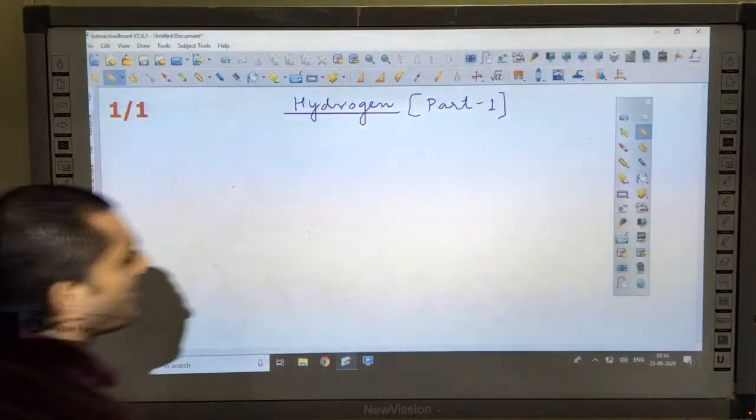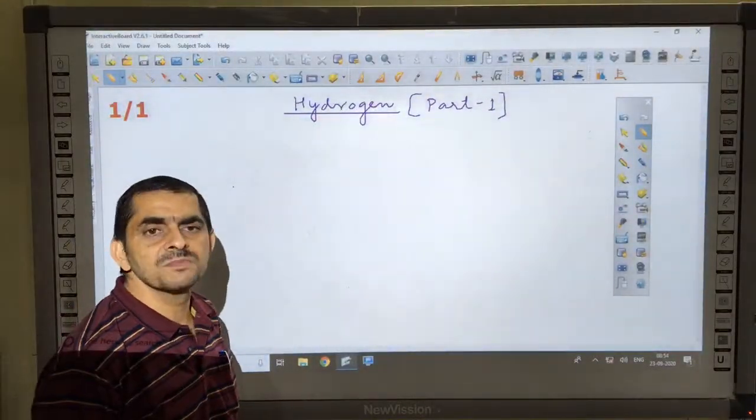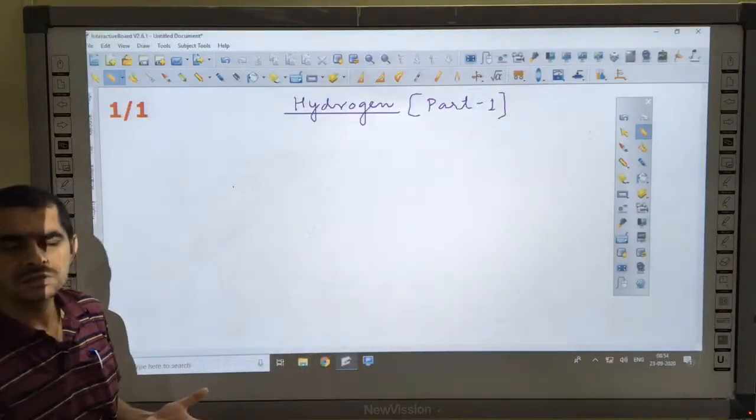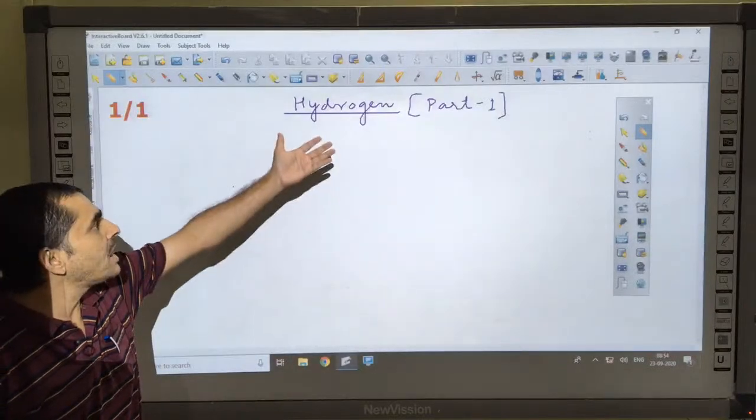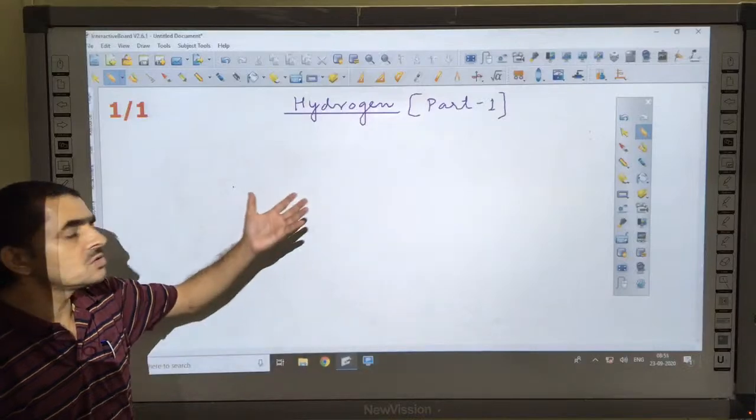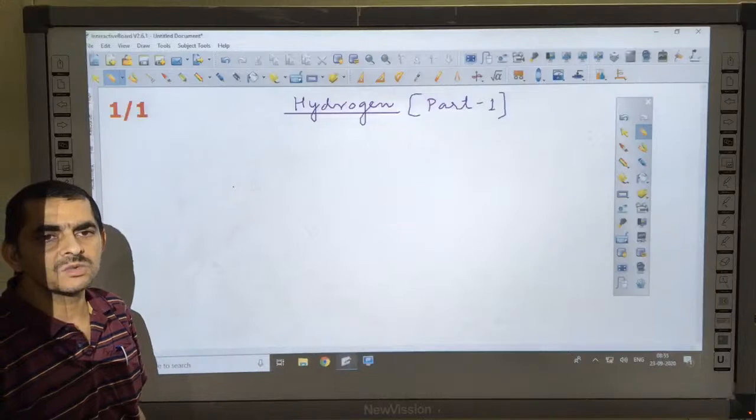Okay. Now, after that portion of organic chemistry, the last unit of this part, second, is hydrogen. It is a very small unit. Already CBSE has removed some part of this for this year's examination. So, I am going to teach you only that part which is included by CBSE for 2021.